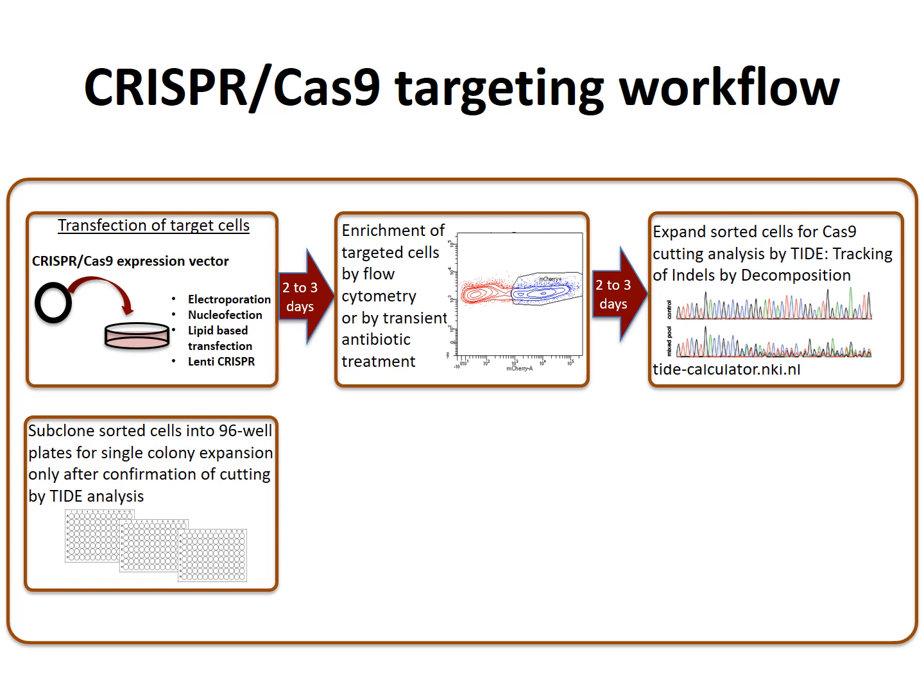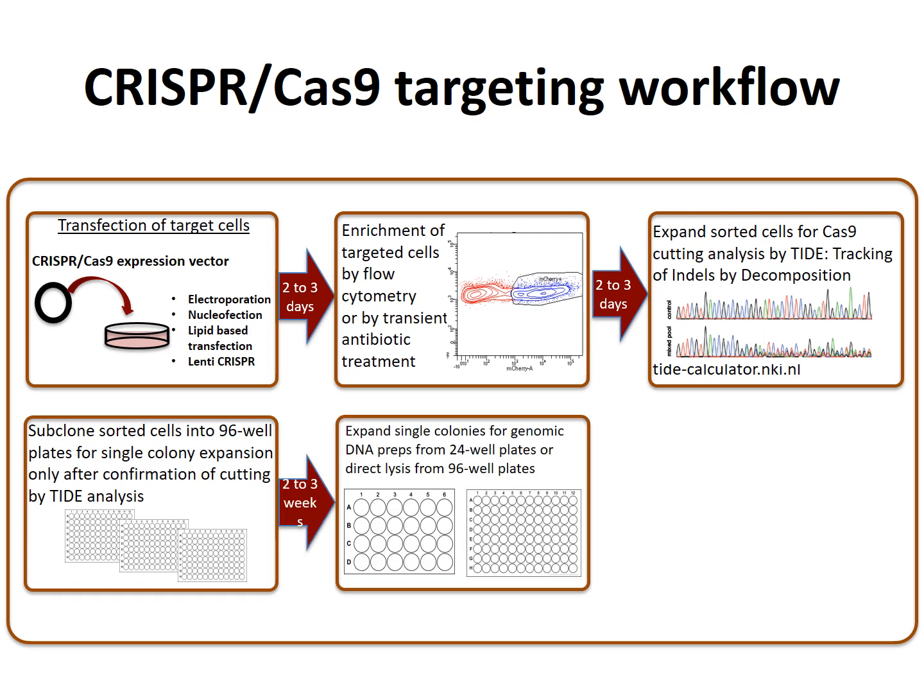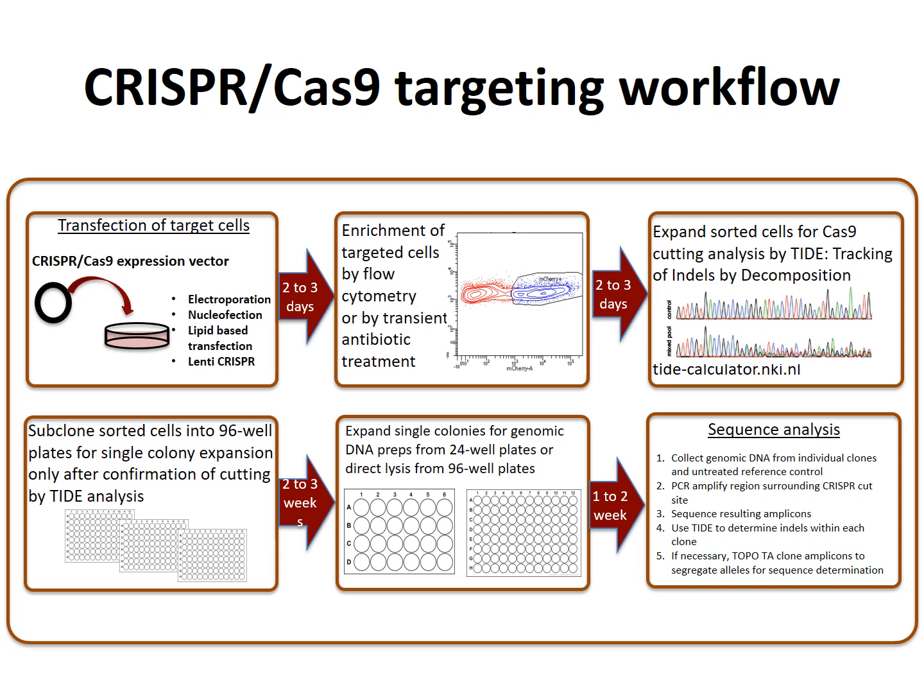Once you have your TIDE analysis done, you can subclone those into either 96-well plates or other methods to get single colonies from those. And again, you want to do this only after you've confirmed that your CRISPR is actually cutting. If the CRISPR is not cutting efficiently, you don't want to really go through this step. This then is another few weeks to get to the point where you'll end up expanding those clones. You can either replicate them onto 96-well plates for direct lysis and analyzing them that way, or sometimes we expand them into 24-well plate formats and do genomic DNA preps from those.